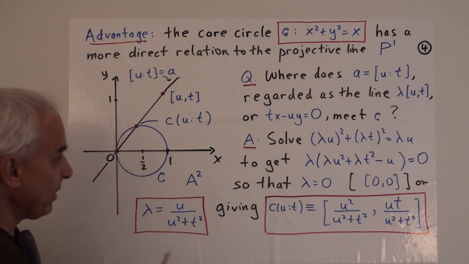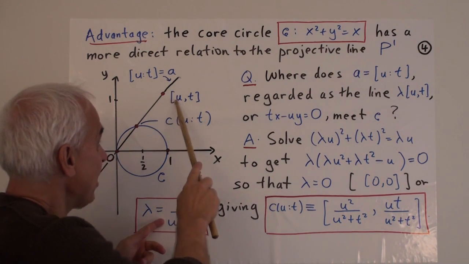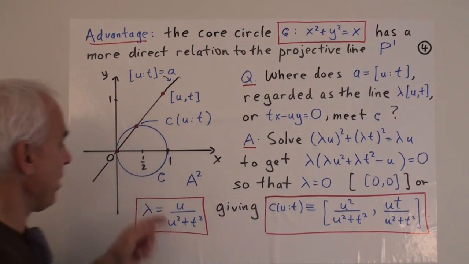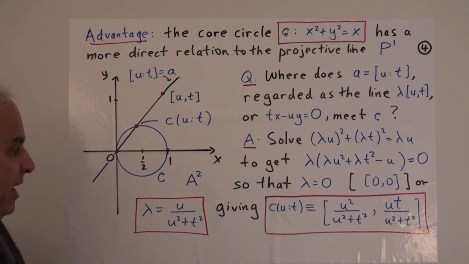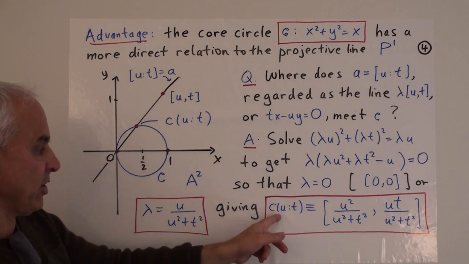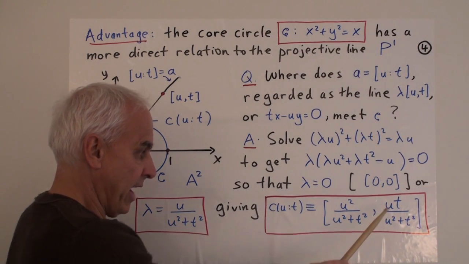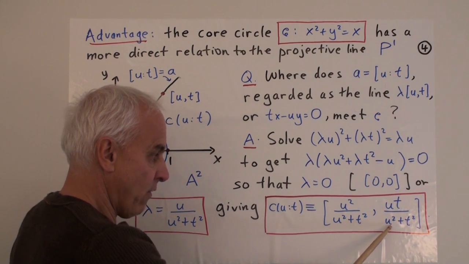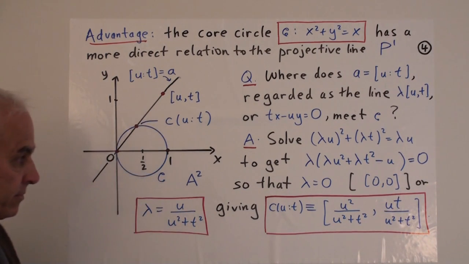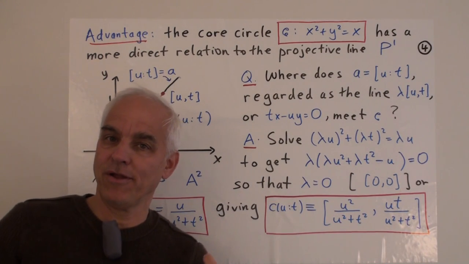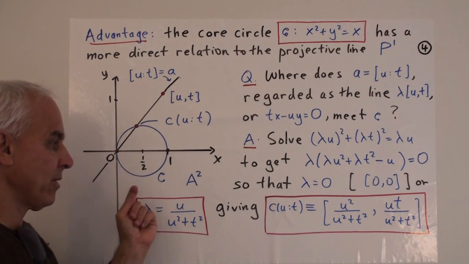And so if we look at lambda times this point, multiply the coordinates u and t by this lambda, then we get what we might call c(u, t), which is u squared over u squared plus t squared, and ut over u squared plus t squared. So this is a parametrization of the circle.